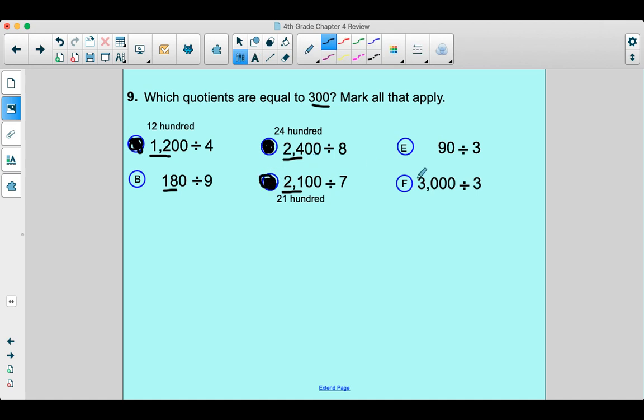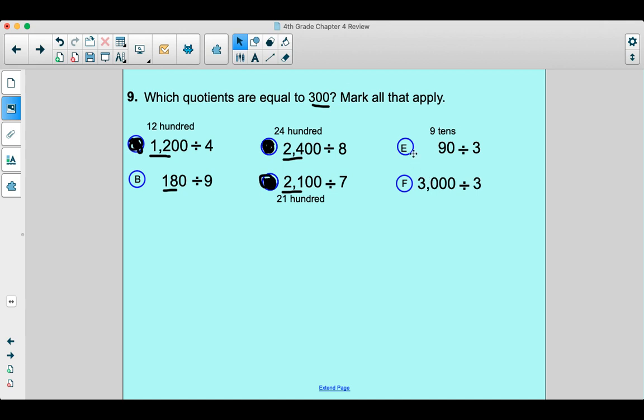Okay. How about the next one, 90 divided by 3? So 90 is the same as, not 9 hundreds, but 9 tens, right? So I know 9 divided by 3 is 3. But then it's only tens. It's not hundreds. So the answer would be 30, not 300. So that's a no on that one.